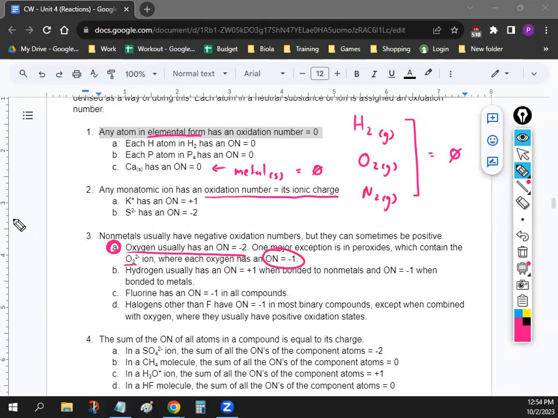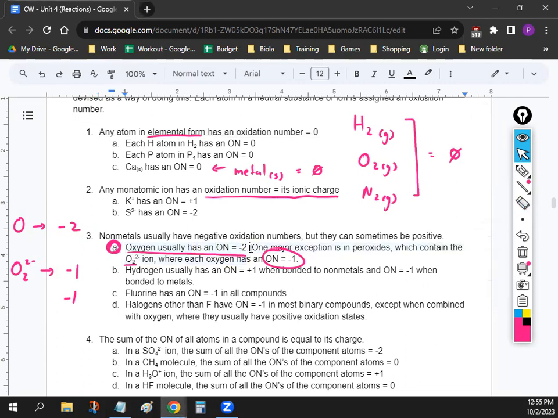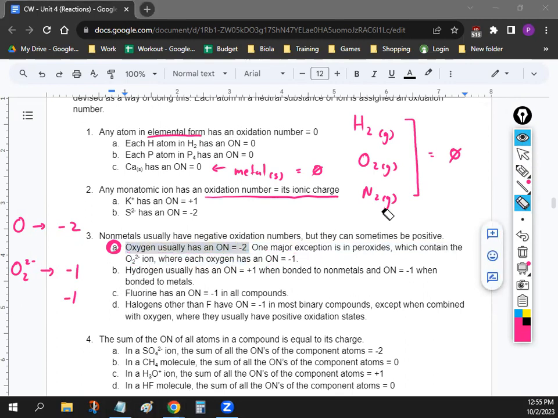Okay, just to summarize, most of the time, if you see oxygen in the reaction, it's going to have an oxidation number of -2. The only exception is if it's in this form. If you see this ion, the oxidation number for oxygen is going to be -1, because there's 2 of them, so they add up to -2 right there. Just keep that in mind. I know you guys are getting confused now. Just remember this one right here: oxygen is -2, and there's one major exception.